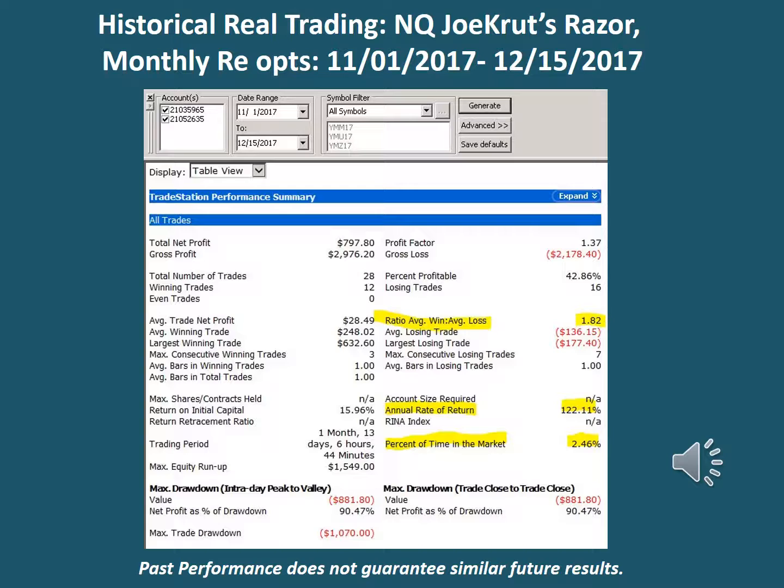Obviously, if I can get an annual return of 122, that's better than 59. It's about double. So I think staying with the NASDAQ is what I'm going to do, and NASDAQ on Razor looks pretty decent.